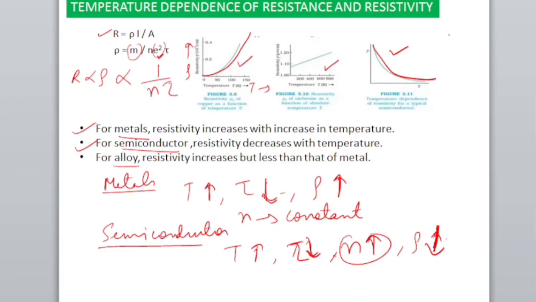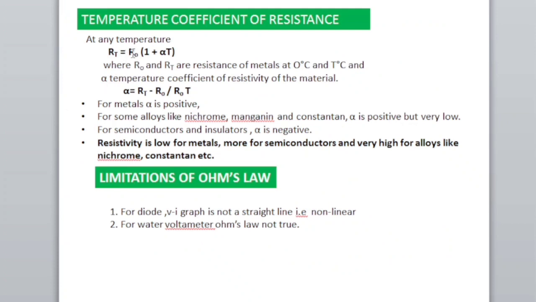Now what is the relation between resistance and temperature? At any temperature, the relation between resistance, resistivity, and temperature is given by this equation: Rt equals R0 (1 plus alpha t), where R0 and Rt are the resistance of the metal at 0 and t degrees Celsius. This alpha is called the temperature coefficient of resistivity. It's very, very important. From this equation, alpha becomes (Rt minus R0) by R0 t. This formula is used in numericals when you solve numerical problems. So you must remember this formula, alpha equals (Rt minus R0) by R0 t.